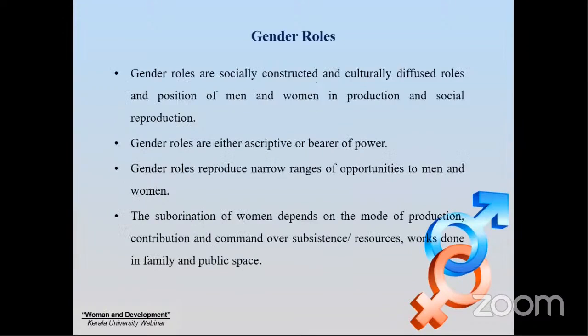So what is a gender role? Gender roles are socially constructed and culturally diffused roles and positions of men and women in production and social reproduction. So in that sense, all gender roles are either ascriptive or bearers of power and hierarchy. The subordination of women is widespread in all societies and economic arrangements with different intensity. The disproportion in the intensity depends on the mode of production, contribution and command over the subsistence or resources, work done in the family and public sphere, etc.